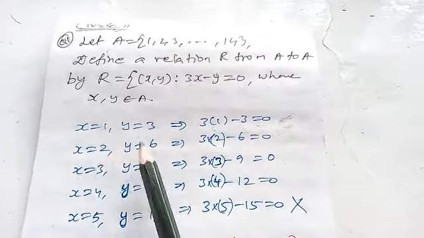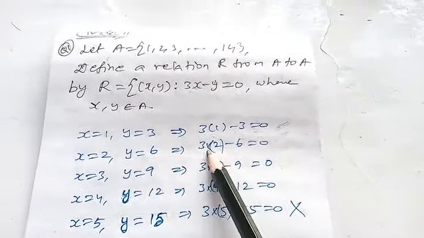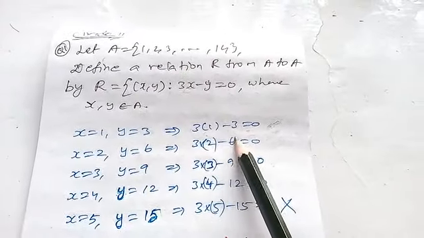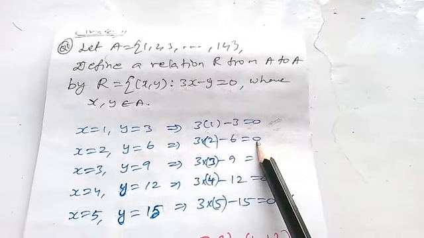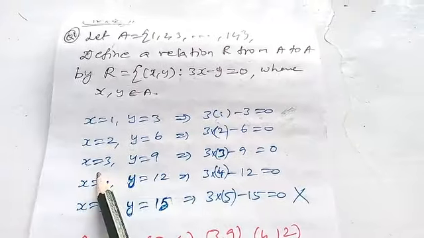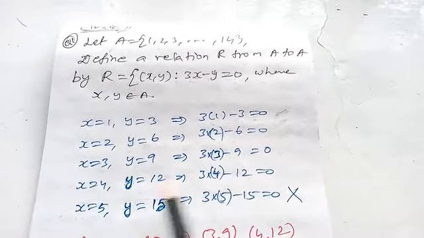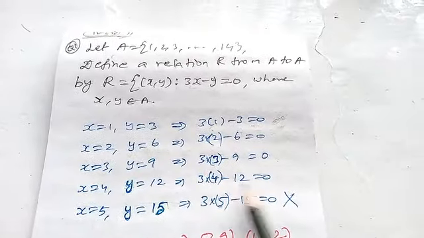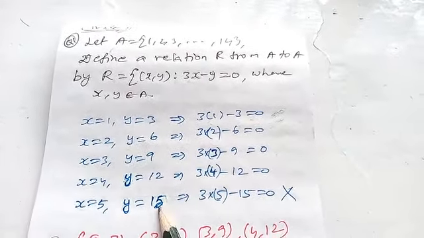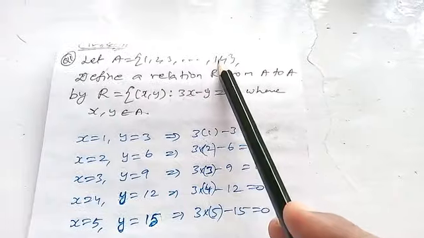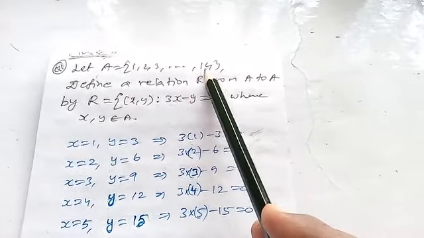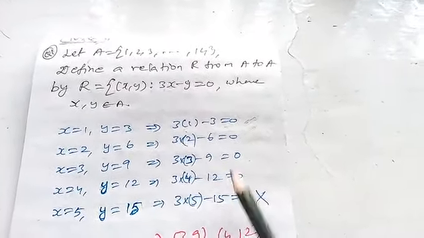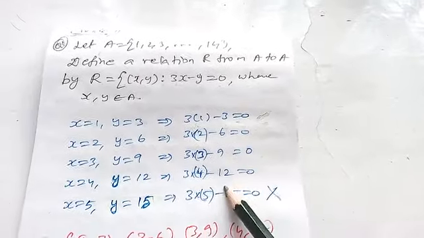So x is equal to 2 means y equal to 6. If you replace y value 6, then only will get 0. The same way x3 means y will be 9. x4 means y will be 12. Then x5 means y will be 15. But A must be up to 14, so this part we cannot. So these 4 pairs only we can take.